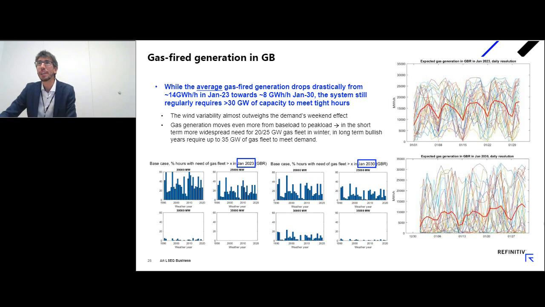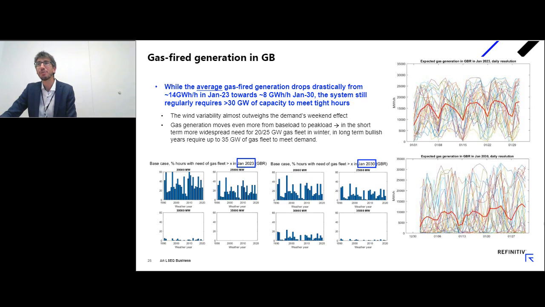So here you can see all the weather paths, the gas generation under the different weather paths, and in solid red, that's the average. Here you can clearly see that these will be the weekends. Only during the weekends in 2023 you will have gas generation dropping down to zero. Apart from that, even in the most bearish weather years, during weekdays you don't manage to go down to zero, because you still have a demand pattern which will sustain base load gas generation. And the average here is around 14-15 gigs.